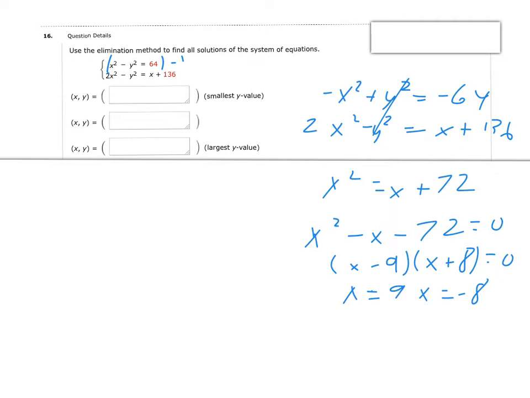So when I plug in the 9 first, I get 9 squared minus y squared equals 64. So I'll go ahead and subtract the 81 over here. So -y squared equals 64 minus 81. I should know that, but I don't. So it's -17.